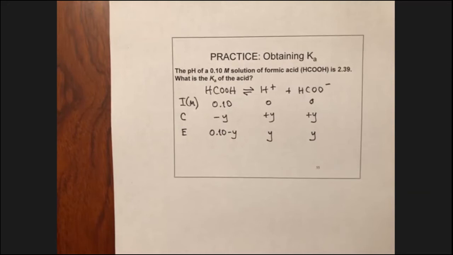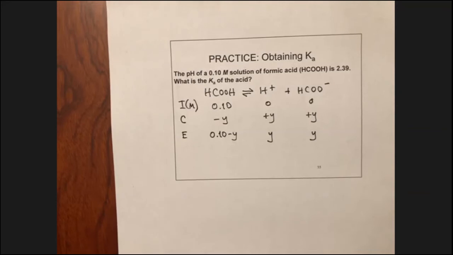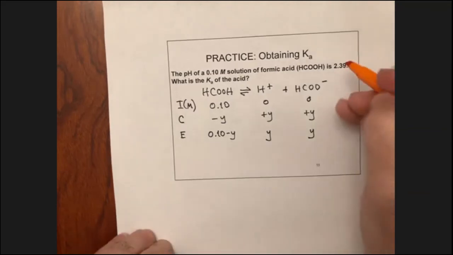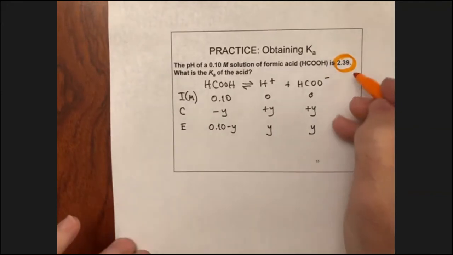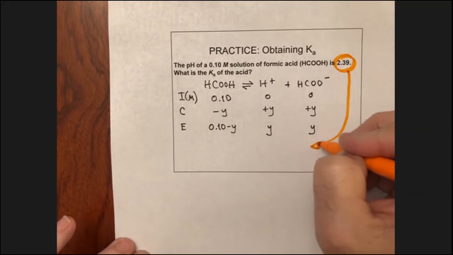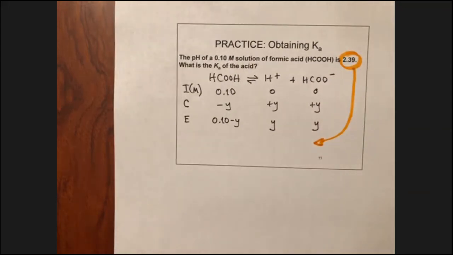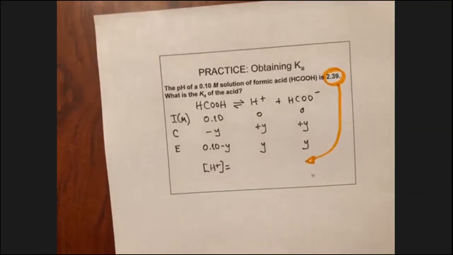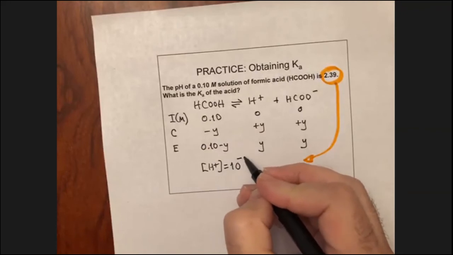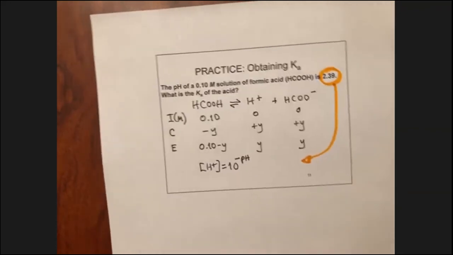Now, the difference in this case is we know what the value of Y is. How do we know that? Oh, because we have the pH. I'm looking for my highlighter. We have the pH. So from the pH, we can calculate that the concentration of hydrogen ions would be 10 to the minus the pH. That's what we learned earlier.